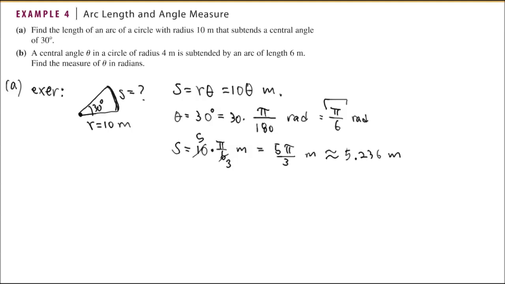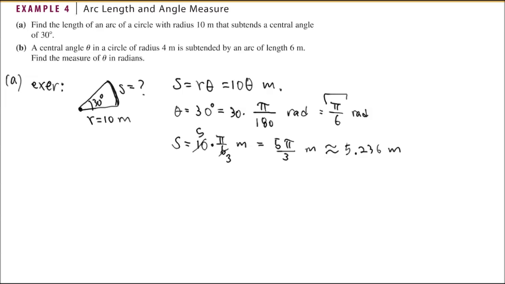Let's read the second part and decide if we're going to make this one an exercise. The central angle theta in a circle of radius 4 meters is subtended by an arc length of 6 meters. Find the measure of theta in radians.